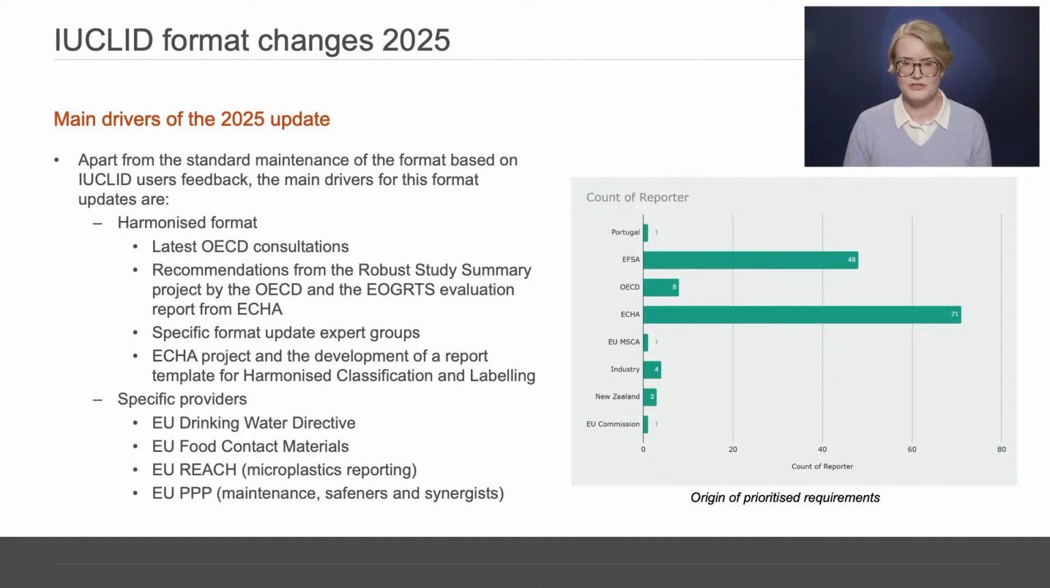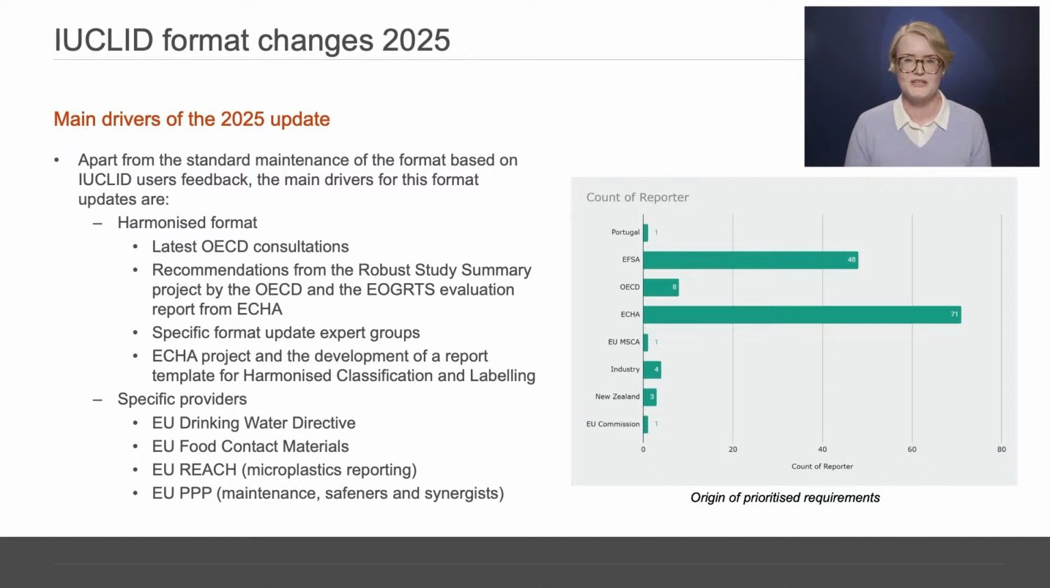There was an OECD project running on the role of robust study summaries and an interagency project on the extended one-generation reproductive toxicity studies that have served as a source of format changes. Dedicated working parties and expert groups have provided input on specific harmonized formats and their updates. And there was also an ECHA project regarding a report template for harmonized classification and labeling, whereby some format change needs were identified.